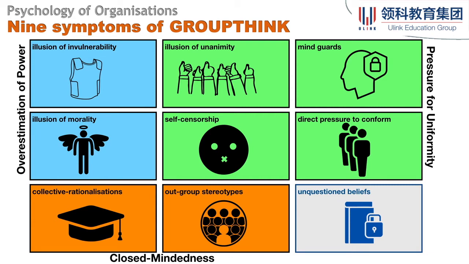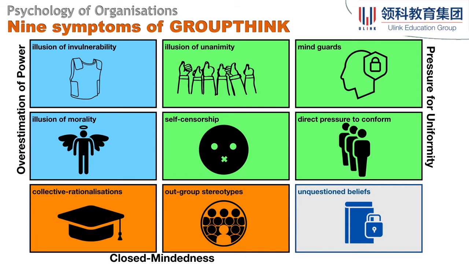Illusion of morality would be something like God is on our side, we're doing the right thing. Illusion of unanimity is when you think everyone's on the same page, even if they're quietly not on the same page. Self-censorship is you just keep your mouth shut. Mind guards is sort of a refusal to let new information in, and direct pressure to conform.